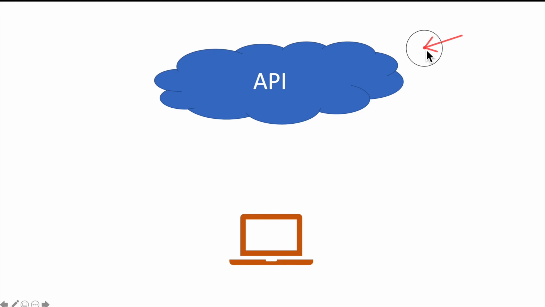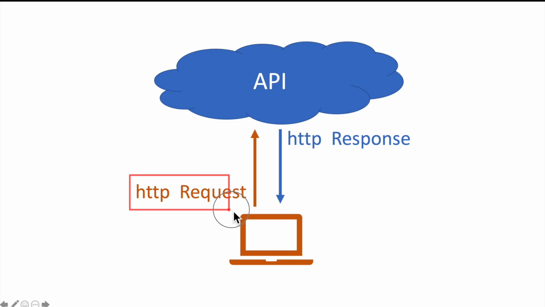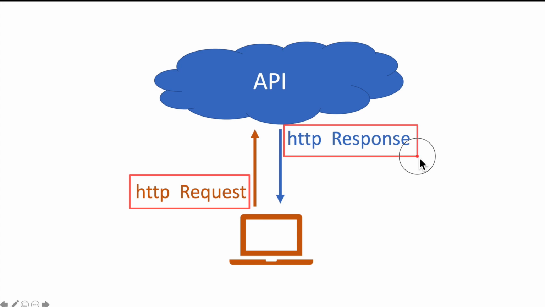So here we have our API. You can assume that our API is in the cloud, for example, in AWS. And here we have a browser running in a laptop. The way communication happens between the browser and the API is the browser initiates the communication by making a request. When the API receives the request, it starts processing the request, and when the processing is done, it sends back a response to the browser. And typically, the request is a HTTP request and the response is a HTTP response.